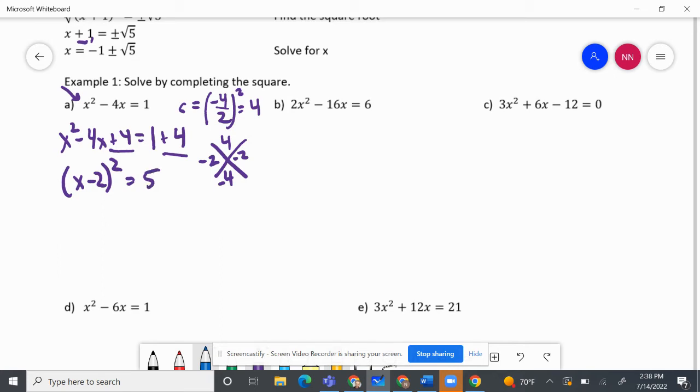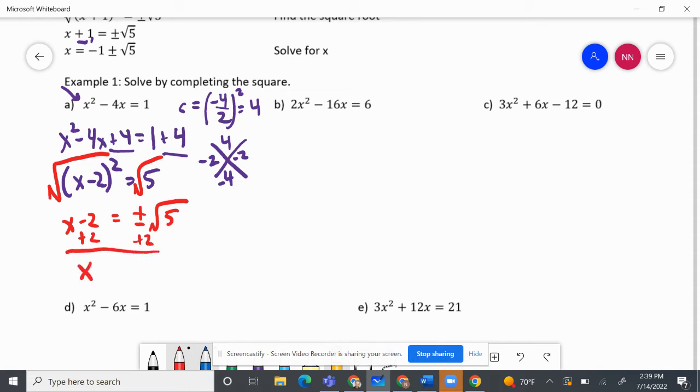Now we're going to get rid of the square. In order to get rid of a square, we're going to take the square root. So when we take the square root, we have x minus 2 is equal to, remember to put both roots, the positive and the negative. And what we do is we add 2. Now, 2 and the square root of 5 are not like terms, so our final answer is 2 plus or minus the square root of 5.